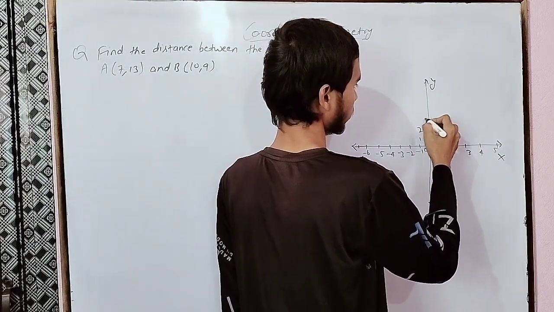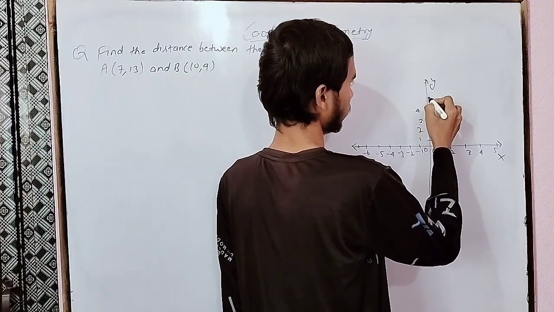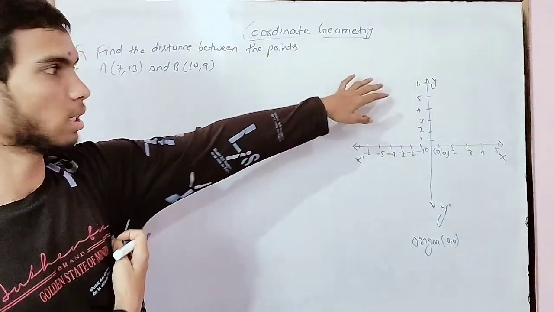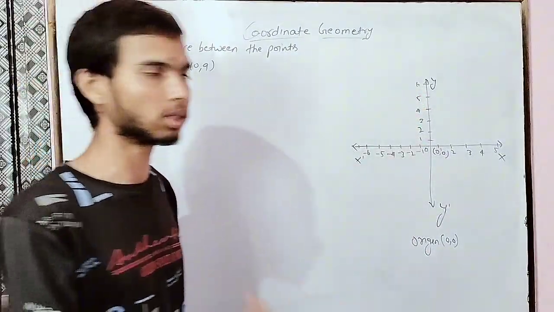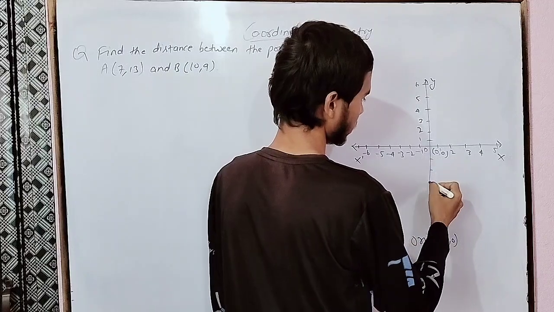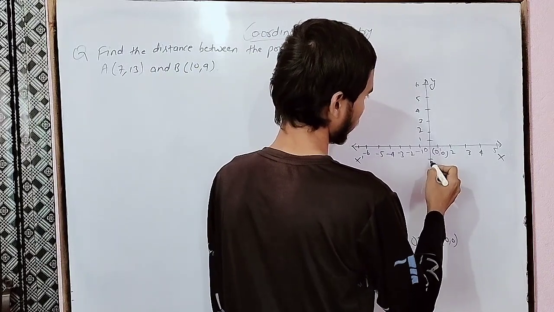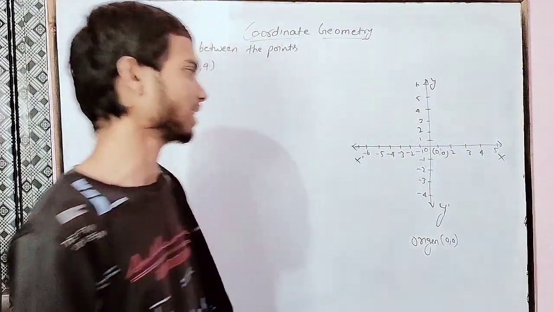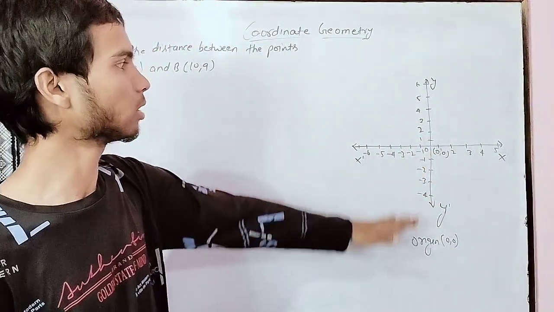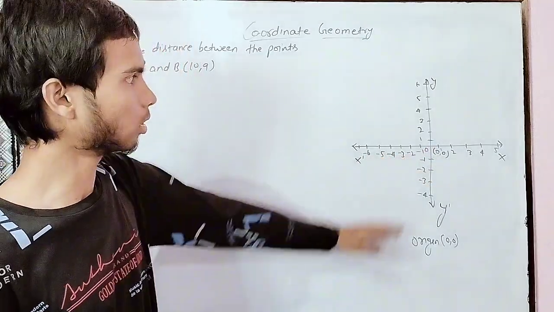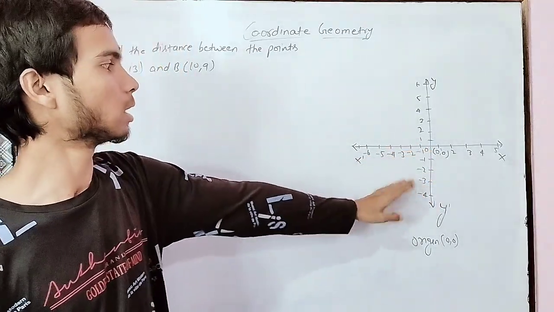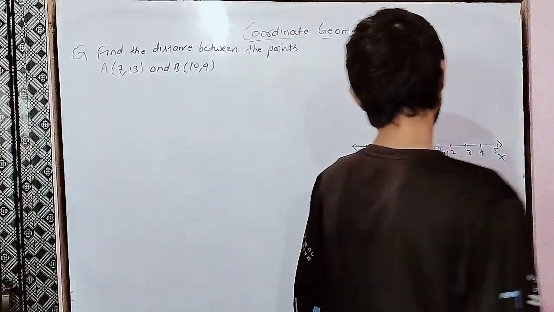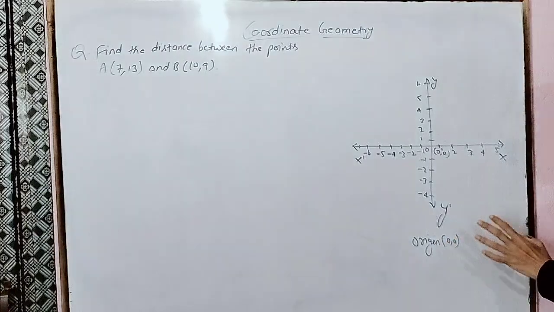1, 2, 3, 4, 5, 6. Okay. So these numbers will be considered as positive numbers, and this downward side will be -1, -2, -3, -4. So these numbers that are downward from the origin will be negative numbers. So from here, that's how a Cartesian plane is formed.